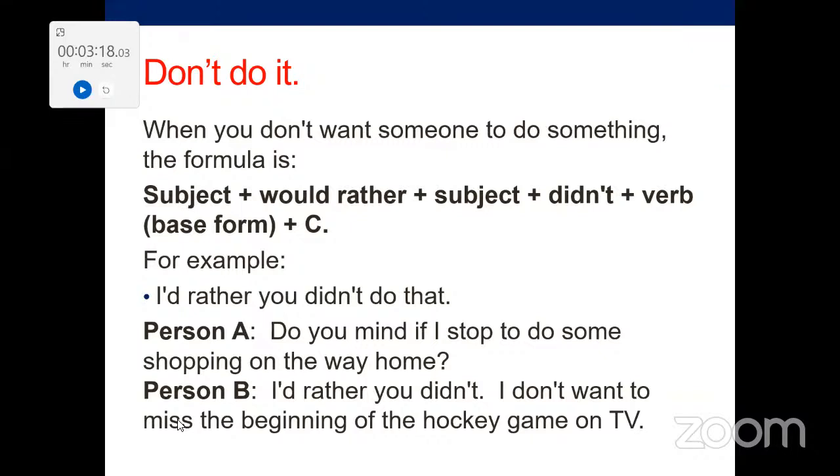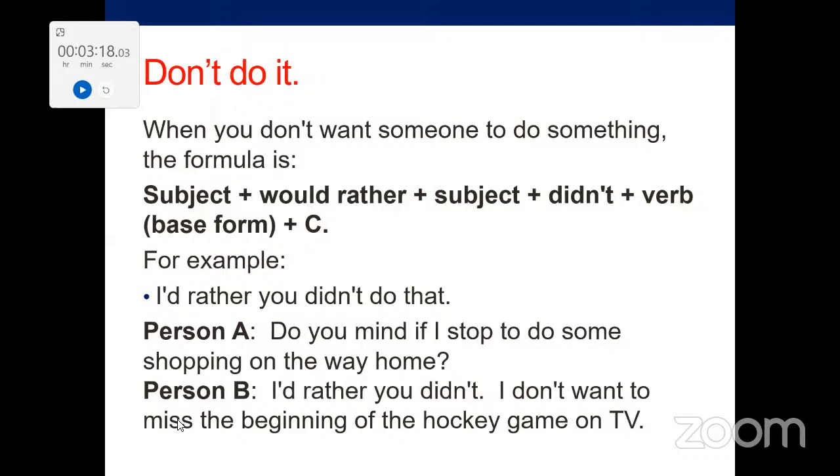When you don't want someone to do something, the formula is a subject plus would rather plus subject plus didn't plus verb in base form plus complement. For example, I'd rather you didn't do that.